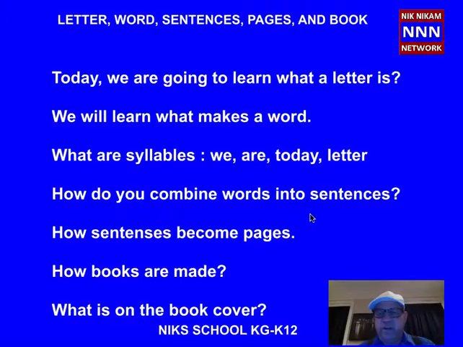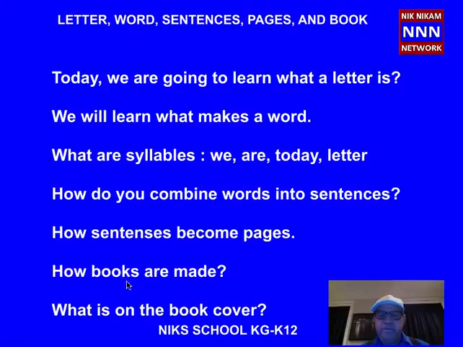So, the next thing is, how do we make sentences? For example, we combine words that give a meaning to a sentence, and for example, this is a complete sentence. A sentence begins with a capital letter. It has a combination of words. A sentence ends with a period. If you are asking a question, the sentence ends with a question mark. This is a question mark.